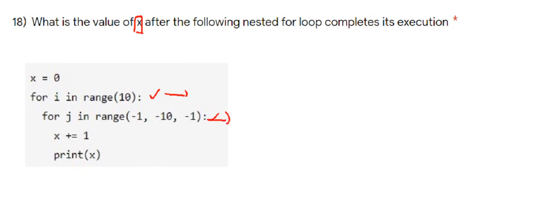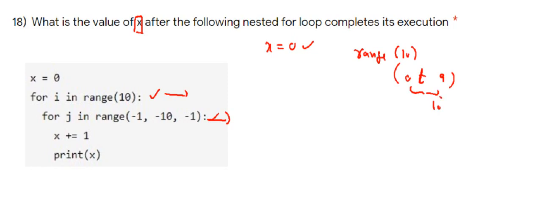First of all, x is equal to 0. Next, for i in range of 10. Range of 10 means 0 to 9. How many values are there from 0 to 9? 10 values. Each time i takes one value from this, so i takes 10 values. That means this external for loop will be executed 10 times.